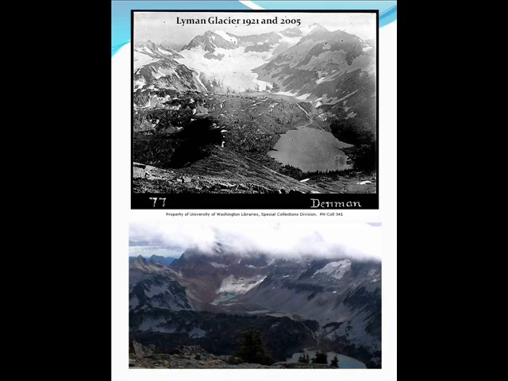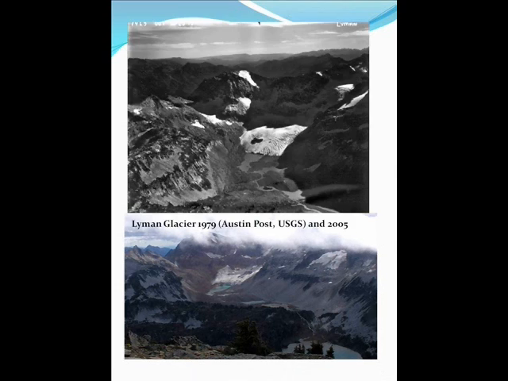Here we have a view from Cloudy Pass, 1921 above, 2005. Notice how much smaller the glacier is, confined beneath the north flank of Chihuahua Peak in 2005. Just a shell of its former self.